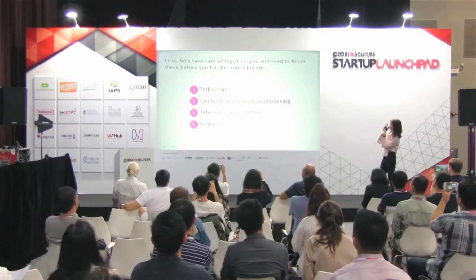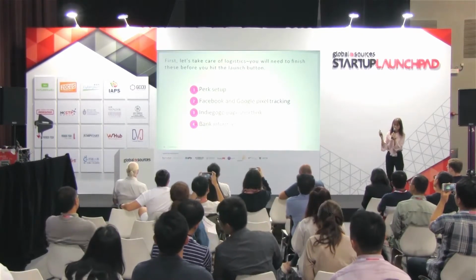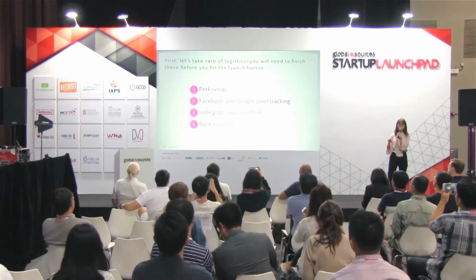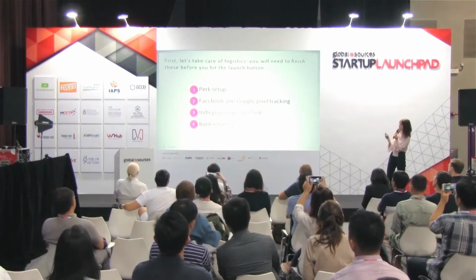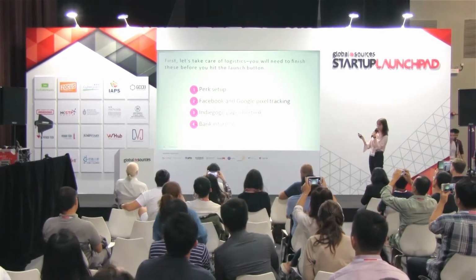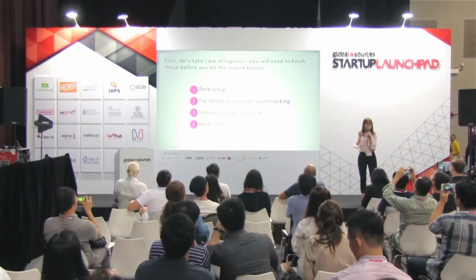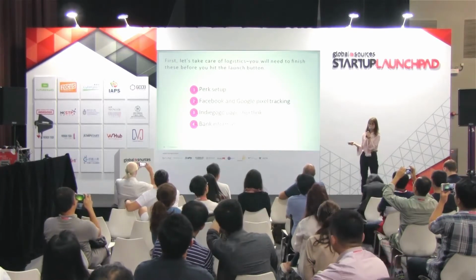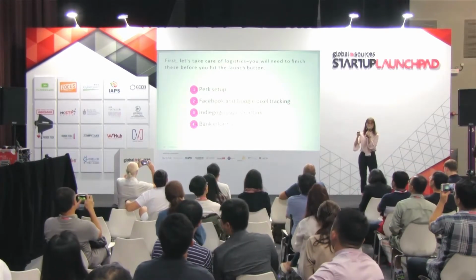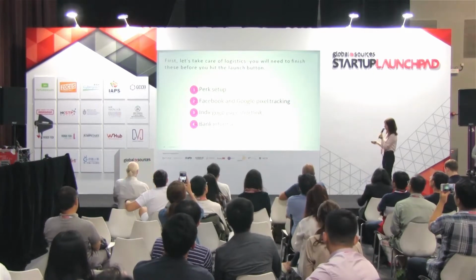Now, before we start, we'll need to be aware of the logistics that we need set up on the back end before you can actually even launch the campaign page. The first one are the perks. What is it that you're offering? How many countries do you ship to? Which regions do you ship to? And are there costs associated with shipping products to different countries?